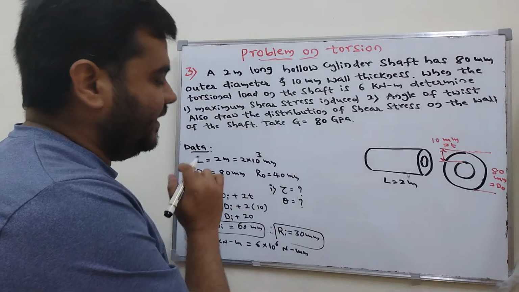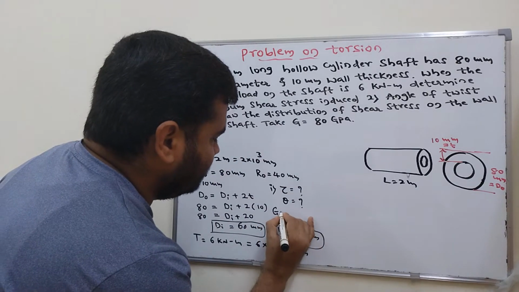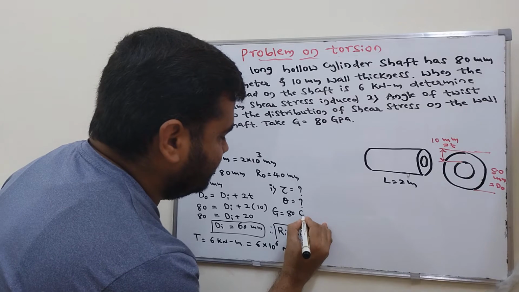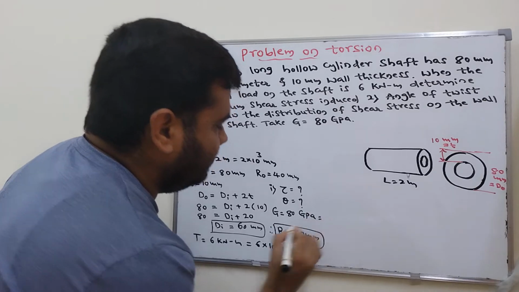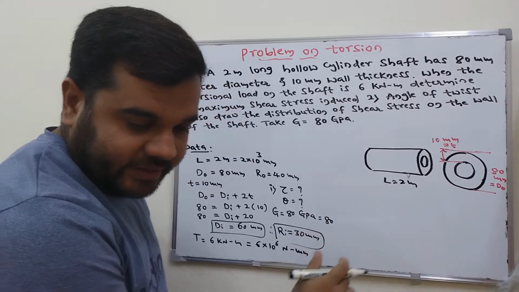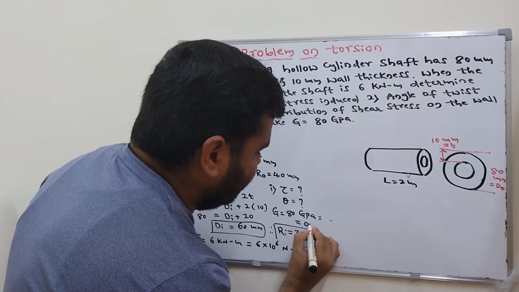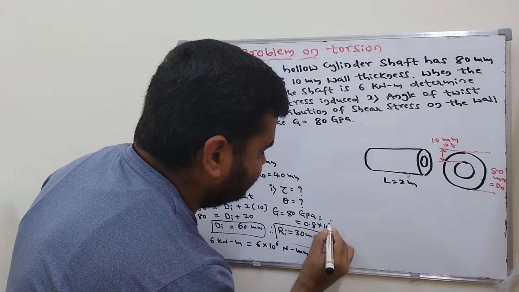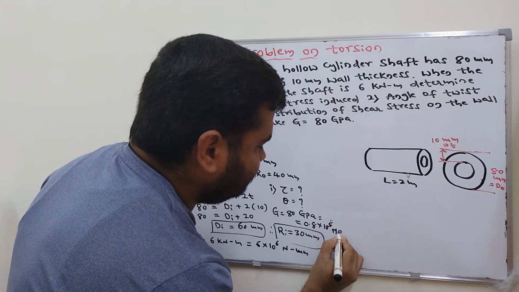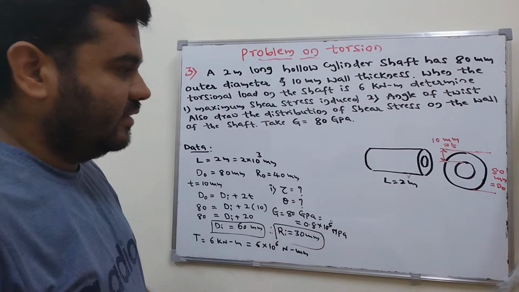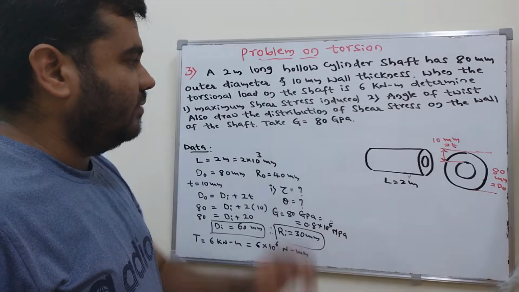Take G equal to 80 GPa, as given. Convert that into MPa: 80 GPa is 0.8 into 10 raised to 5 MPa. So this is the data given, and we need to solve one by one.